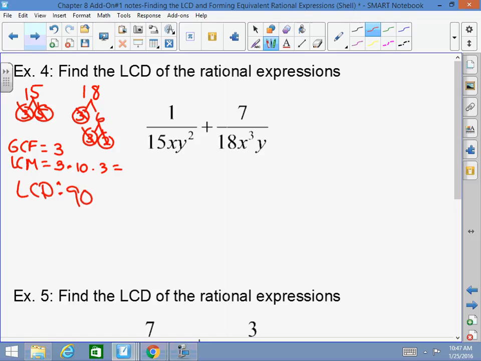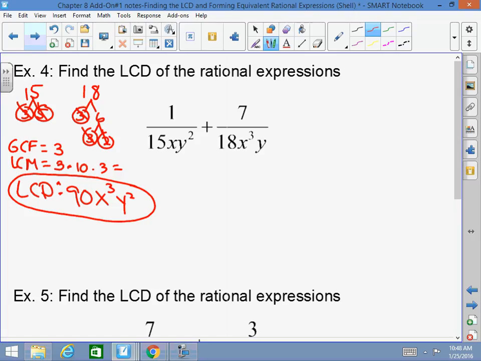You have an x and an x cubed. So my LCM is x cubed because you go to your highest exponent. You got a y squared and a y, so it's y squared. So my LCD is 90x cubed y squared. Good job, son. Way to go. That's my LCD.